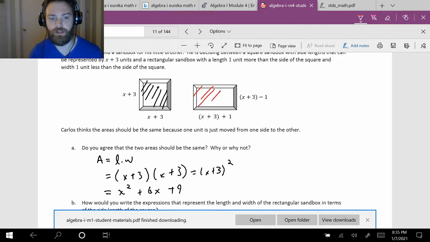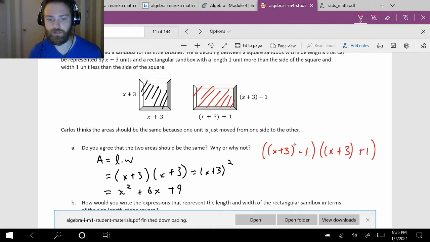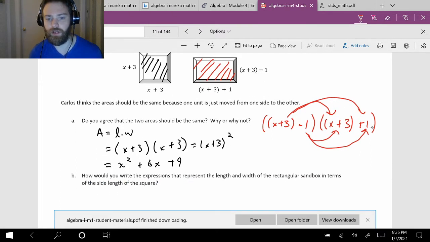So we're going to try and find the area of this one. Well, that's going to be x plus 3 minus 1 times x plus 3 plus 1. Now this is a difference of squares, so what we can do is multiply the first terms, the outside terms, the inside terms, and then the last terms. So first, outside, inside, last. I misspoke there a minute ago. So x plus 3 times x plus 3, we just did that. That's going to be x squared plus 6x plus 9.